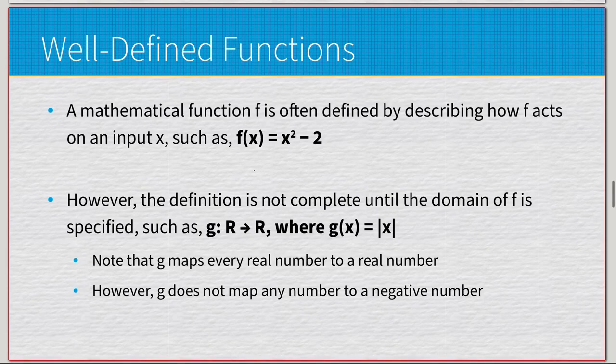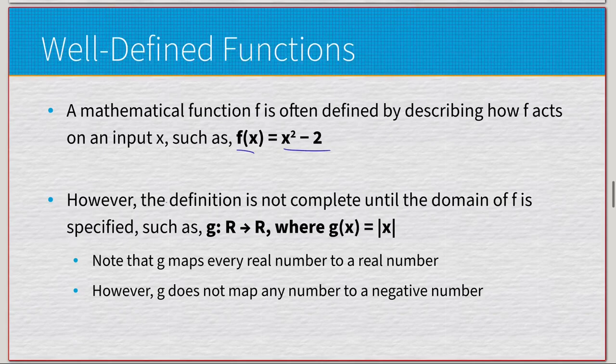So, a mathematical function F is often defined by describing how F acts on an input of x. So here we have an example of f of x equals x squared minus 2. So we know that we're going to pass in values for x and we're going to get some output. The inputs we pass to the function are our domain. The outputs are our target. The outputs that are actually results from the function are our range. If we have inputs that do not yield an output, it's not well defined. If we have inputs that yield more than one result, it's also not well defined.